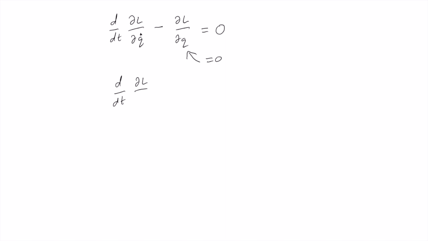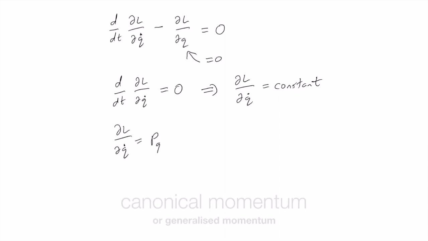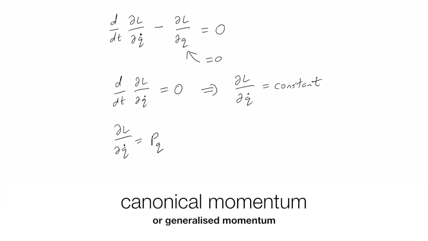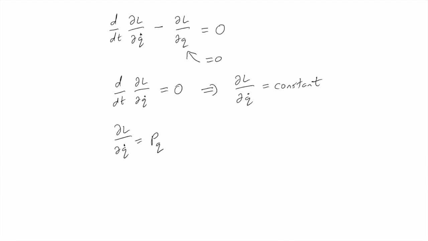Then, now if that's true, the partial derivative of the Lagrangian with respect to the coordinate velocity is a constant in time. That means it's conserved, and as you know, conserved quantities are really important in physics. These derivatives have a special name. The derivative of the Lagrangian with respect to a coordinate velocity is called the canonical momentum associated with that coordinate, denoted by p with a subscript q for the coordinate.